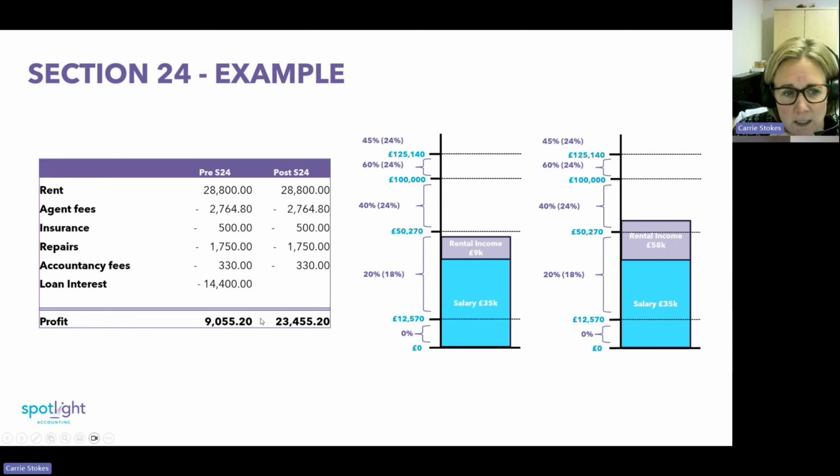After the impact of Section 24, the profit was 23,455. Sorry, that rental income should say 23,000. But what you can see from the diagram is it's pushed the rental income into the 40% tax bracket. You then only get 20% relief on this 14,400 loan interest. So you've got a disparity in the tax rates you're paying on your property income.